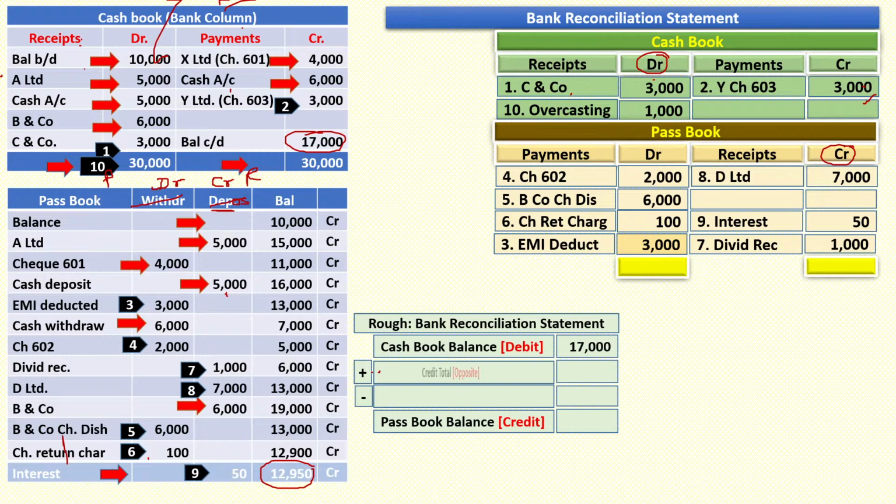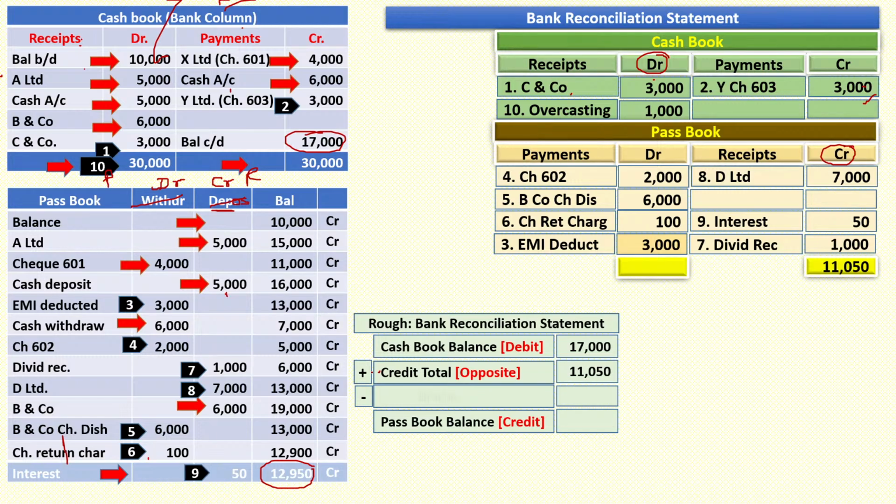With that, what we have to do? Add the opposite side. Whatever balance we start with, the opposite side should be added. The opposite side is credit. What is the total of credit? Come on, tell me the total of credit. Total of credit means cash book total as well as passbook total. You have to sum those two. So here 3,000 rupees, 7,000 rupees, 50,000. If you add up all these, 11,050. Am I right? So 11,050 is going to be added here.